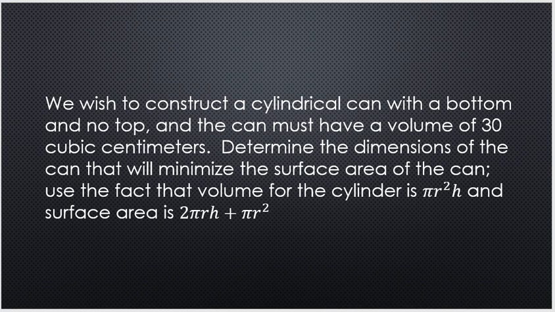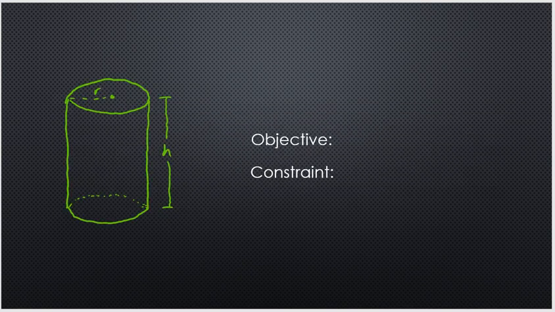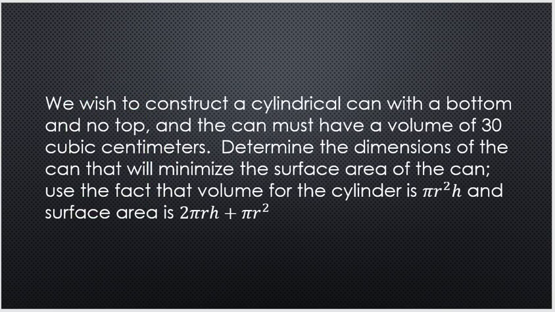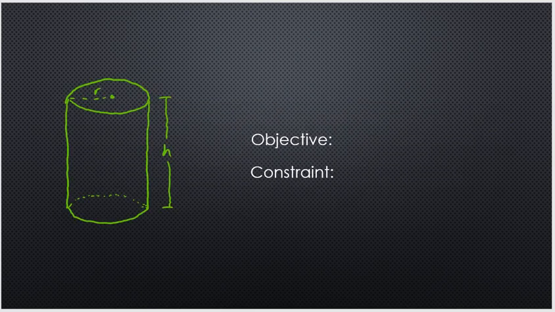Okay, guys, so let's see what you got when you went through this problem. Again, this is a problem where we can sketch a picture. So here's the sketch of my cylindrical can here. We have our radius r and our height h. The question told us that the can had to have a particular volume, so we're going to take the volume formula that we were given and set it equal to that volume of 30. So our constraint is going to be 30 equals pi r squared h.